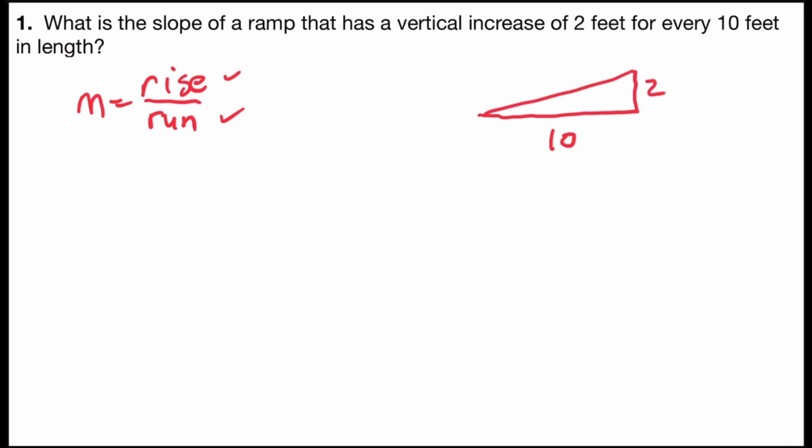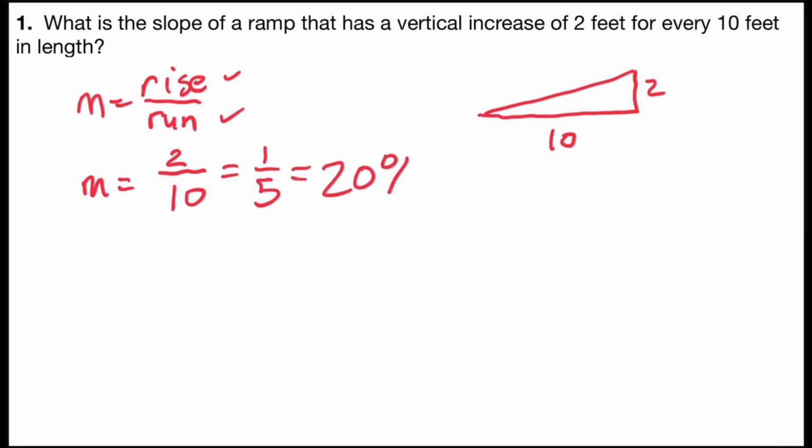And so all I'm going to do is substitute and write the ratio. The rise, or the vertical change, is 2 feet. The run, or the horizontal change, is 10 feet. If I reduce the fraction 2 over 10, dividing by 2 over 2, I will get 1/5. Or we can write that as a percentage and say the slope of the ramp is 20%.